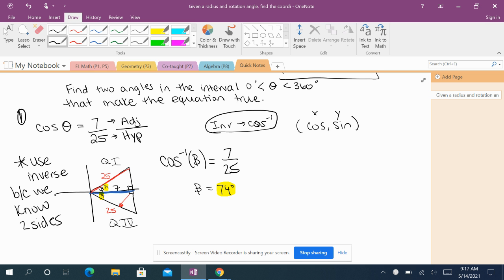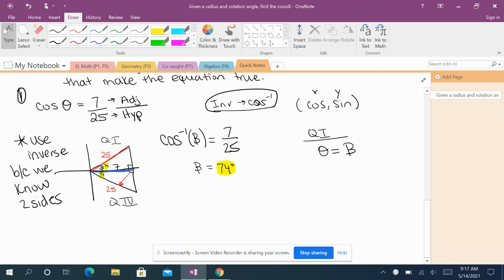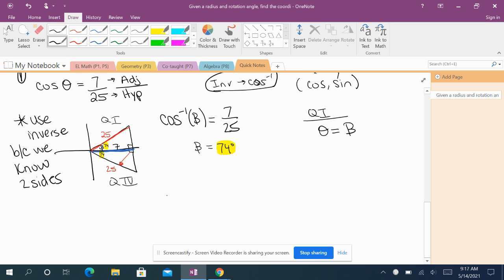Now we need to find the two angles that make this equation true. Here we are in quadrant 1, and if you remember, in quadrant 1, our theta value is equal to our beta value. This one is easy because beta is equal to 74, so angle 1 is equal to 74 degrees, because theta is equal to beta.